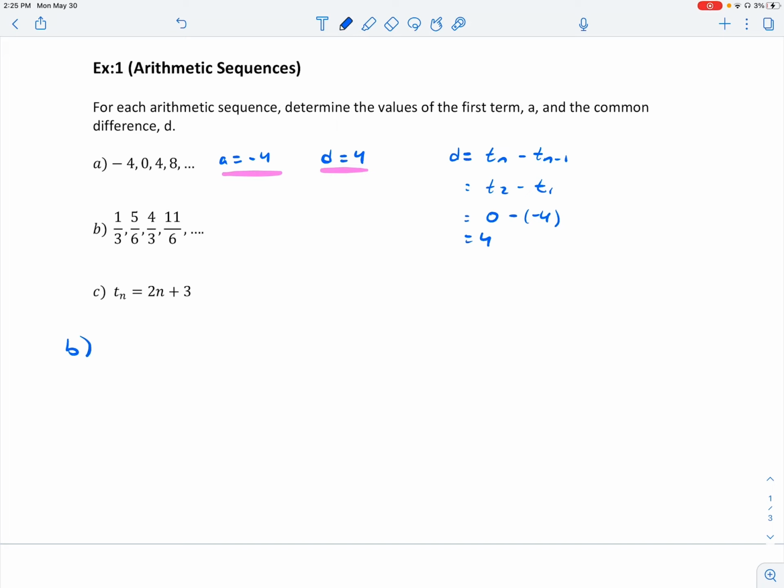Okay, let's go for part b. Here we have some fractions: 1/3, 5/6, 4/3, 11/6. It's easy. The first term is just 1 over 3. That's the first term in the sequence. And now the common difference.